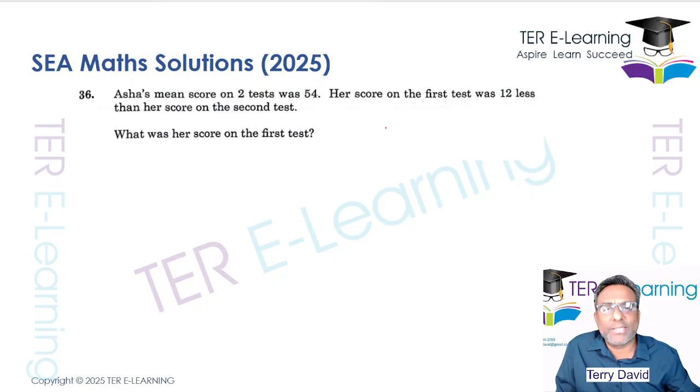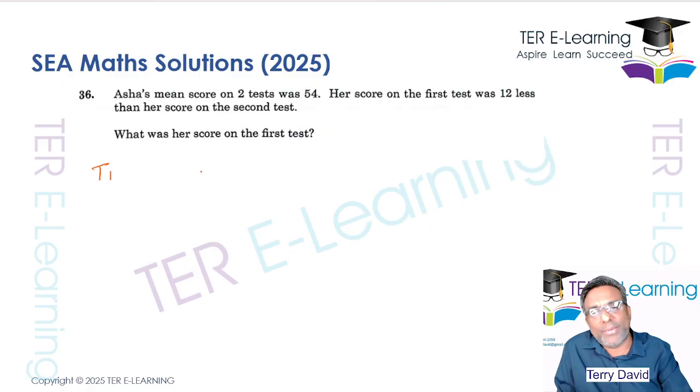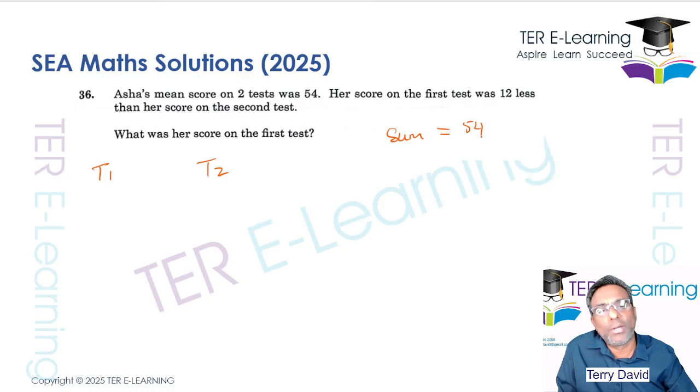So question 36. Asha's mean score in 2 tests is 54. The first test was 12 less than her score on the second test. So there are 2 tests, test 1 and test 2, and we know that the mean is 54. So what I can do is work out the sum of those 2 tests by simply taking the mean, which is 54, and multiplying by 2. So that's 4 2s are 8, 5 2s are 10. So it's 108. So when I add up the scores from test 1 and test 2, I should get 108.